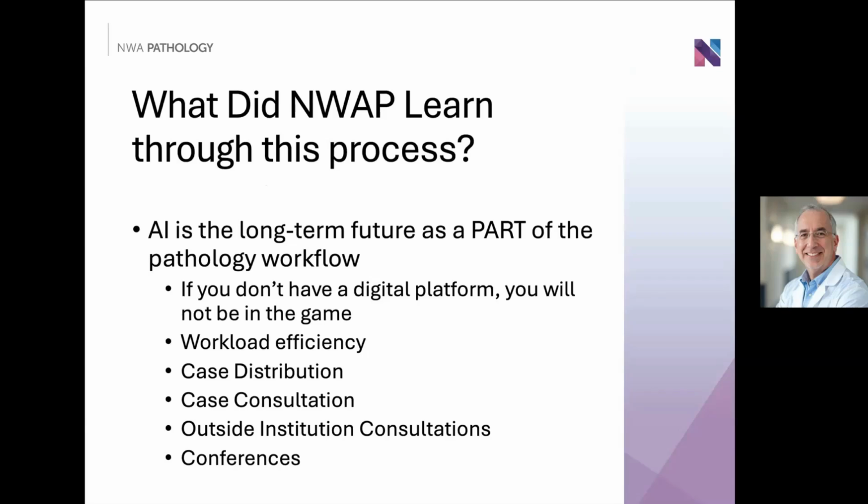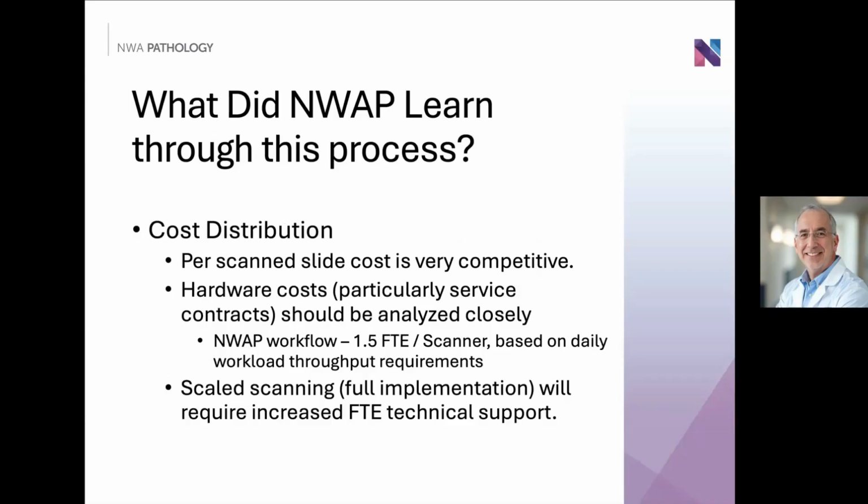in the AI space. We also see AI as potentially helpful for workload efficiency, case distribution, internal consultation, outreach to experts at tertiary centers, outside consultations, and tumor conferences. More broadly, it gives us another way to demonstrate to our clinical colleagues how we are leveraging technology to strengthen the work we provide. From a cost standpoint, we learned that the per scan cost of digital pathology is now quite competitive, especially compared to where it was 2 or 3 years ago.